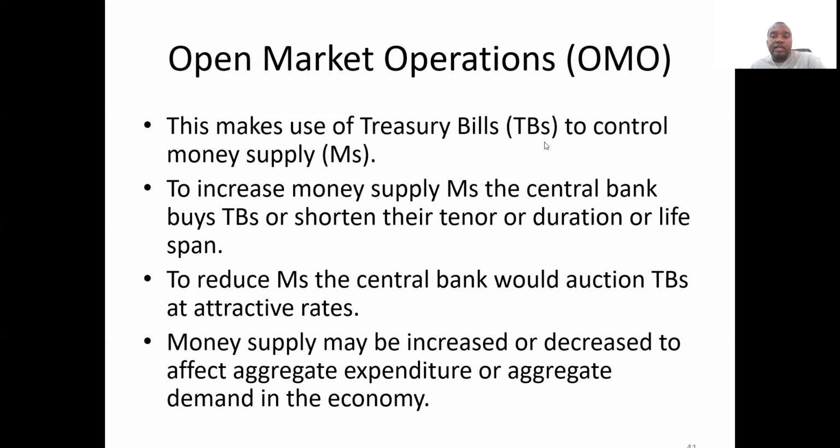These make use of treasury bills, TBs, to control money supply. To increase money supply, the central bank simply buys treasury bills or shortens their tenure.